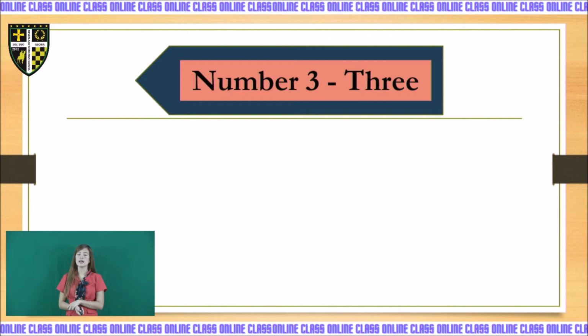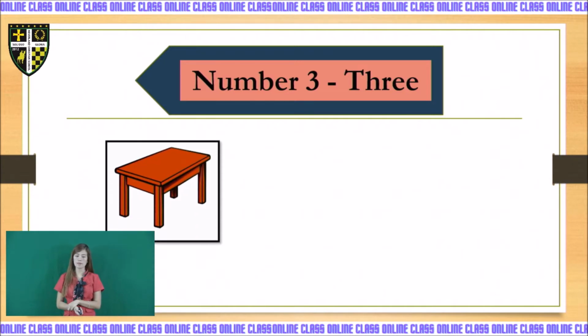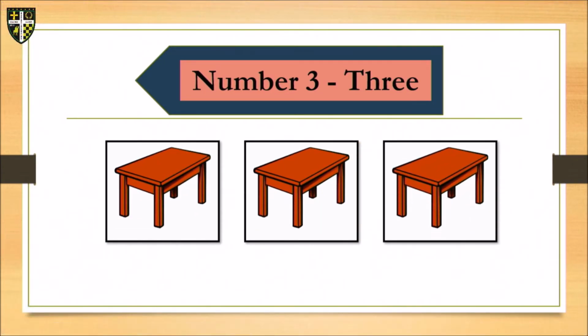Okay, the next one we have number 3. Again, kids, number 3. And the number words we have T-H-R-E-E. Again, T-H-R-E-E. That's the number words. We have example here. 1, 2, 3. Okay, we have 3 tables.